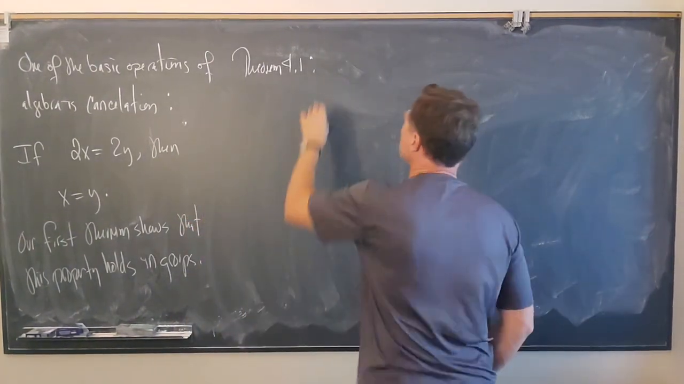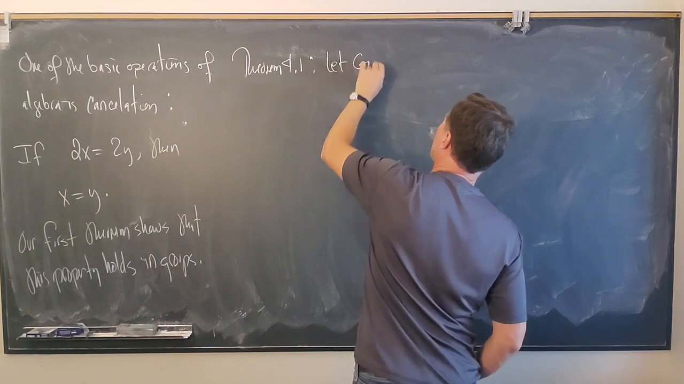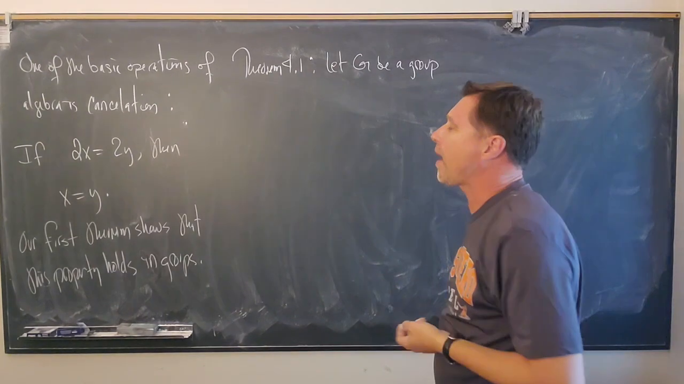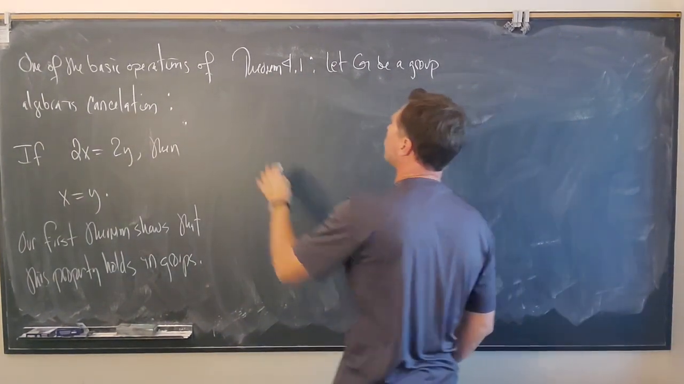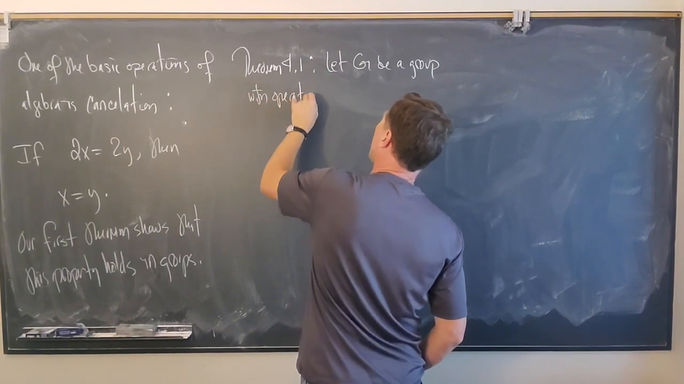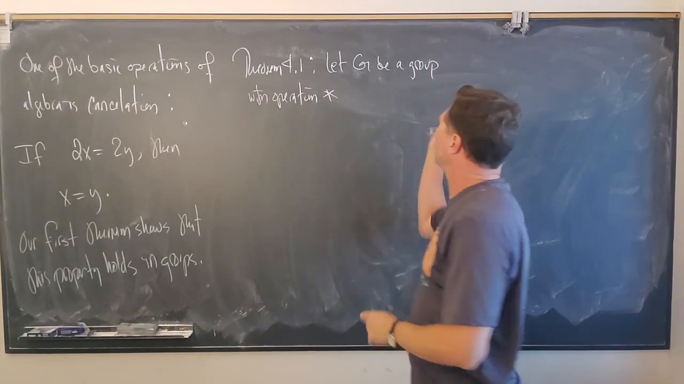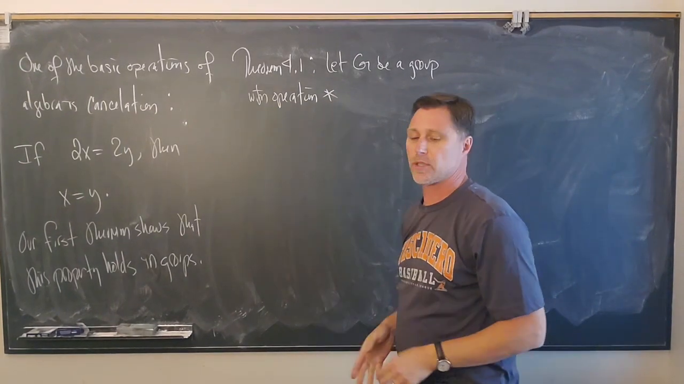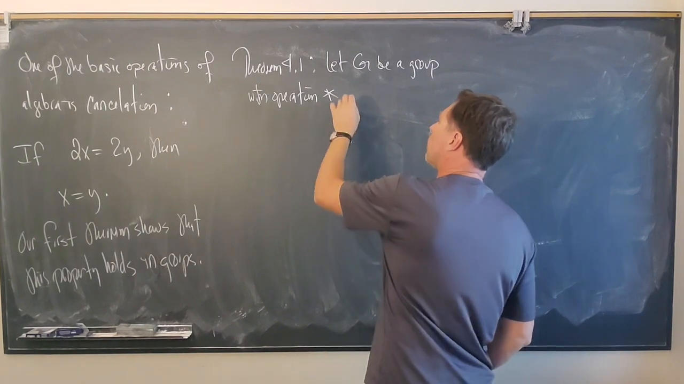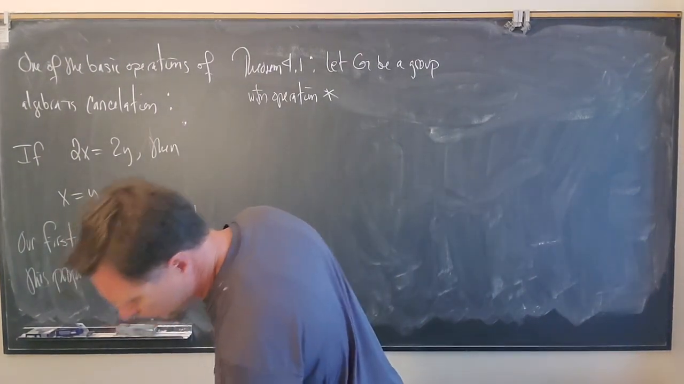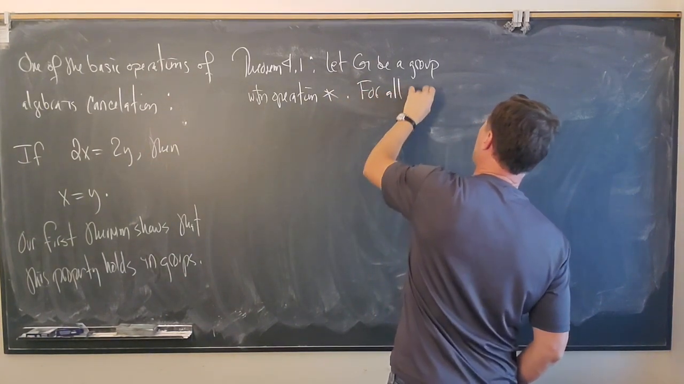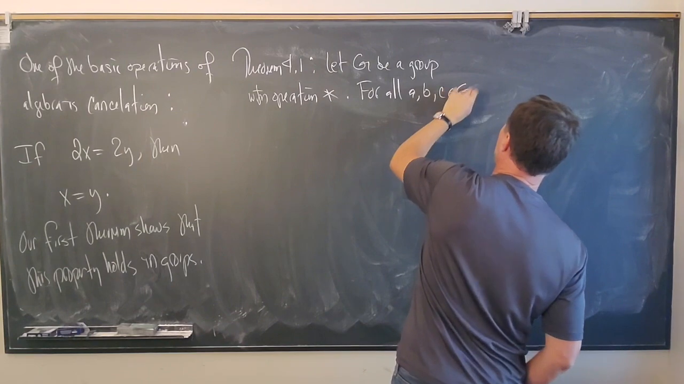And so let's let capital G be a group. For a little while, what I'm going to do, when I write this out, I'll say let G be a group with operation star. At some point, I'm really going to delete this phrase here with operation star, but for now, we'll keep it there. So let G be a group with operation star. And then for all, call them A, B, and C in capital G.